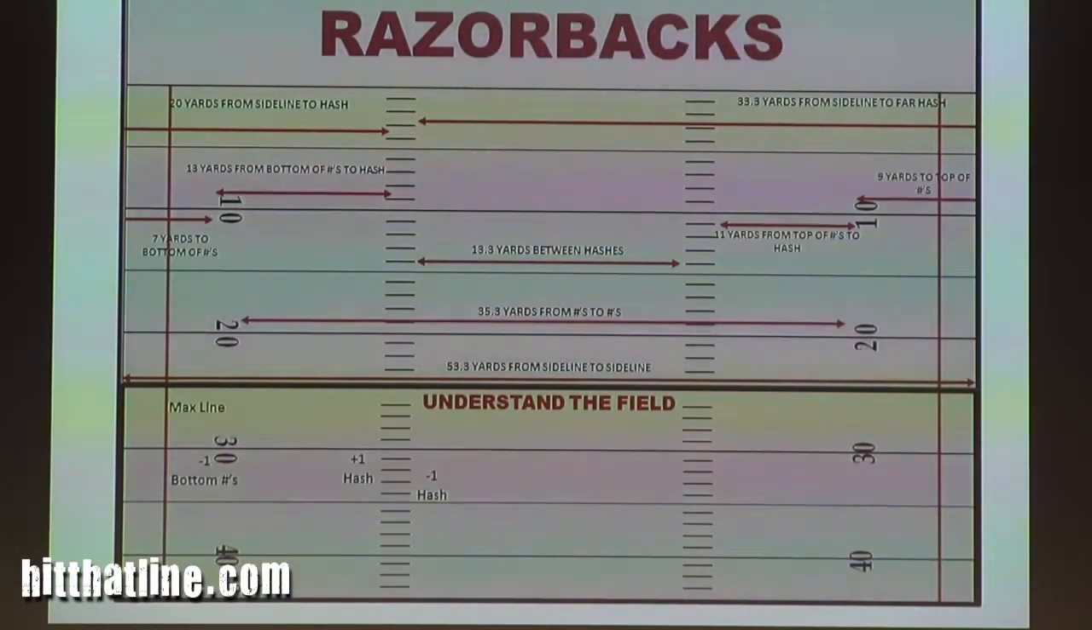Same way with our DBs. Alignment, assignment, technique. What's the alignment of that receiver? Well, that receiver's aligned wide. He's aligned at the max line, coach. Well, if you're a DB coach, Coach Chavis and Coach Caldwell, Coach Smith, and those guys see a wide receiver aligned wide, they're telling that corner right now there's really only one route that guy can hurt you with.